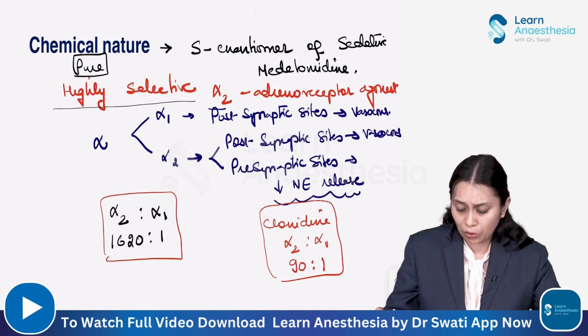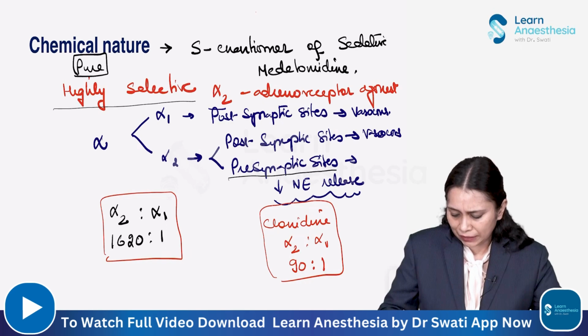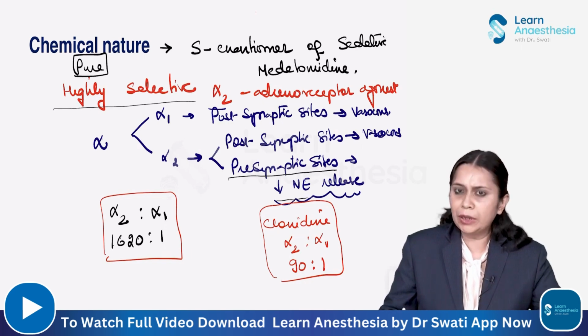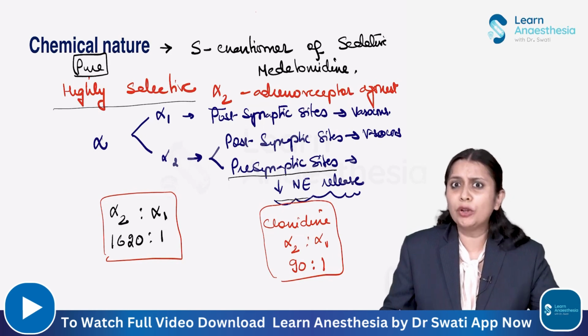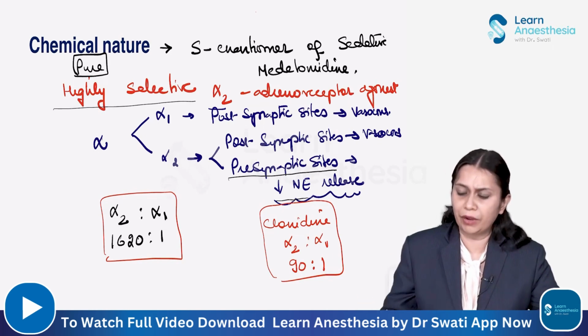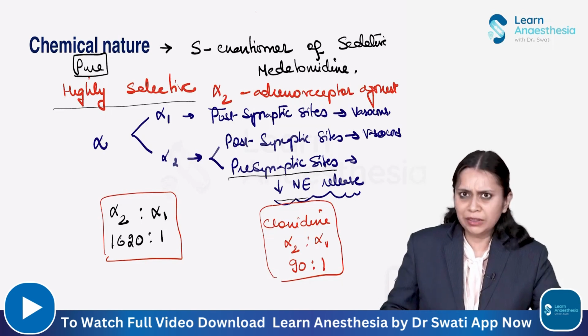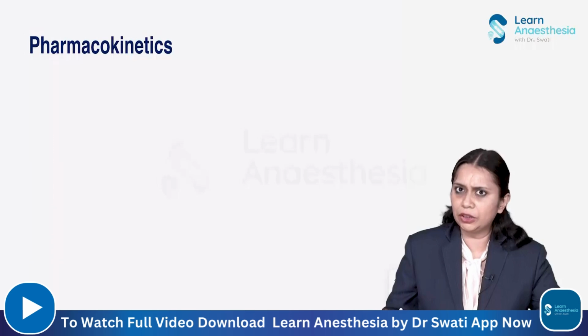Because of being a pure alpha-2 agonist, the predominant effect is on the presynaptic site, decreasing norepinephrine release. Its major, consistent action is a sympatholytic effect, because of the decrease in norepinephrine release. So we will discuss about it. Now first let us talk about the pharmacokinetics of the drug.